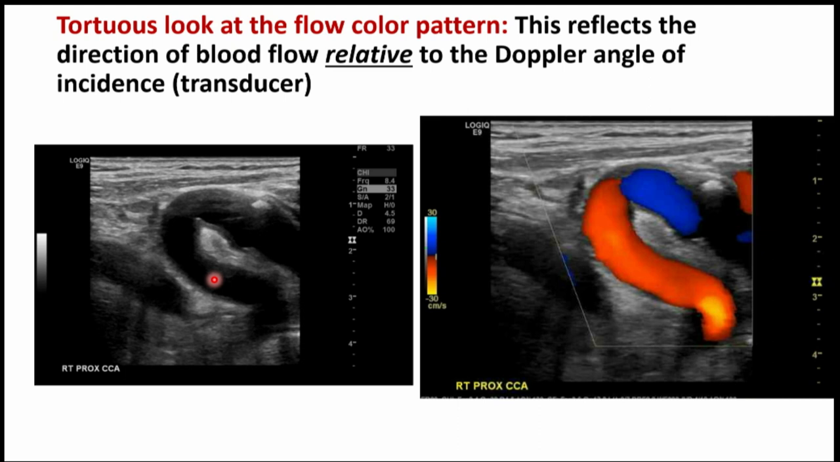Now, what happens when we have a tortuous carotid? You see here, there's a nice tortuous common carotid artery that makes almost an S shape.